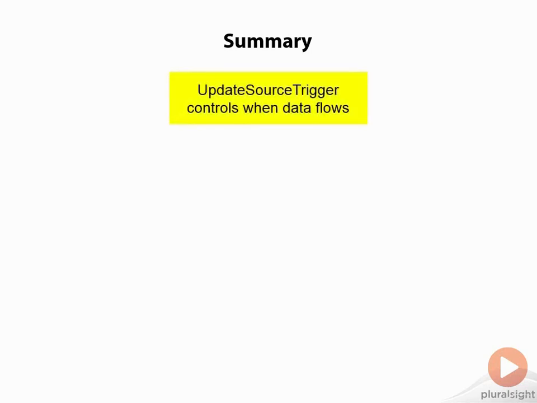First, we covered the update source trigger, which controls when data flows in a two-way data binding scenario from the target to the source. Normally, it's going to be on focus change, but if you set this to property change, then you can get that immediate feedback, keystroke by keystroke in a text box, for example, to flow the data from the target to the source.